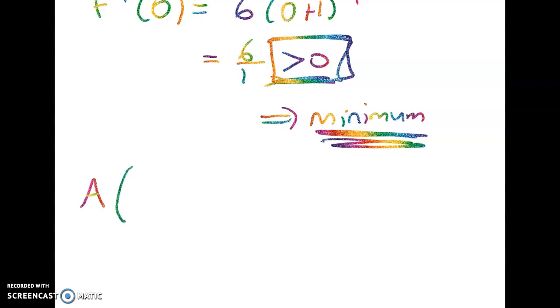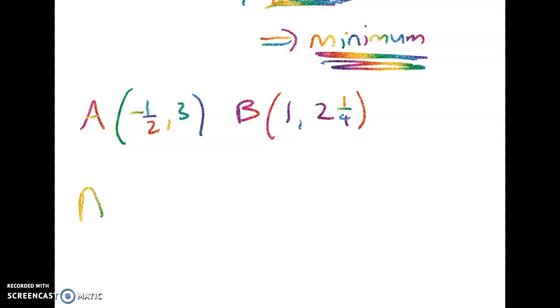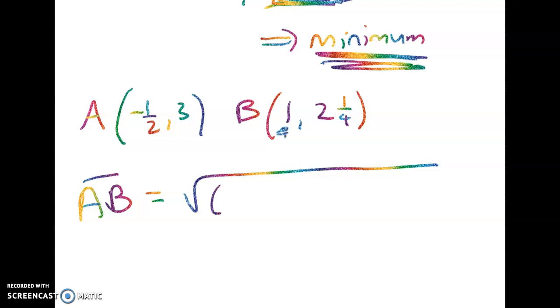So A is (-1/2, 3), and B is (1, 2 1/4). So the distance between those two points is equal to the change in the x value. I'm going to start with this one: 1 minus -1/2, squared, plus the change in the y value, squared.